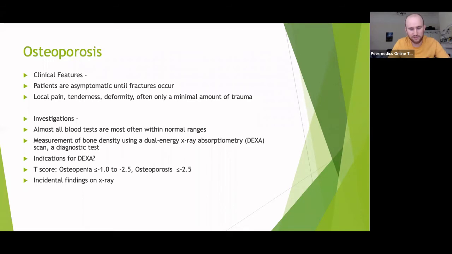But the most important and diagnostic test is the DEXA scan, that's the dual energy X-ray absorptiometry. That's where you get your T-score. With osteoporosis, before that, to a lesser extent, you have osteopenia. That's your T-score from -1 to -2.5. And then after that, osteoporosis is from -2.5. Just remember the T-score. I think I've seen past questions ask about that.